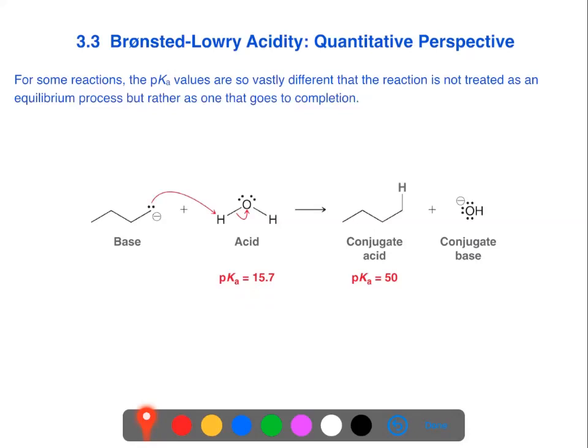So pKa values are useful for describing the relative acidity of organic compounds, and they also provide a perspective in terms of the reversibility of a reaction. When pKa values between the acid and the conjugate acid are not too different, there's a good chance that an equilibrium is established between the reactants and the products. Whereas in cases where the pKa values differ quite significantly between the acid and conjugate acid, we often refer to those reactions as being irreversible.